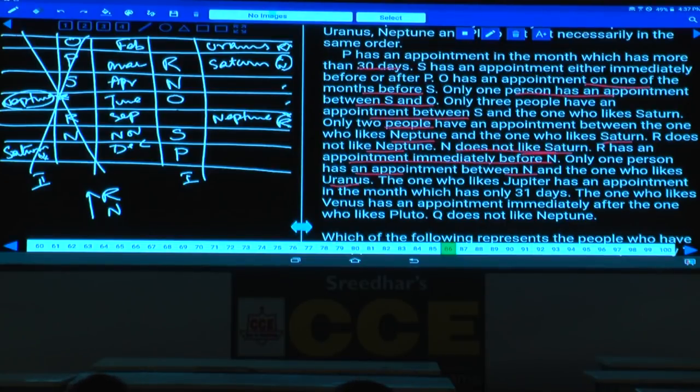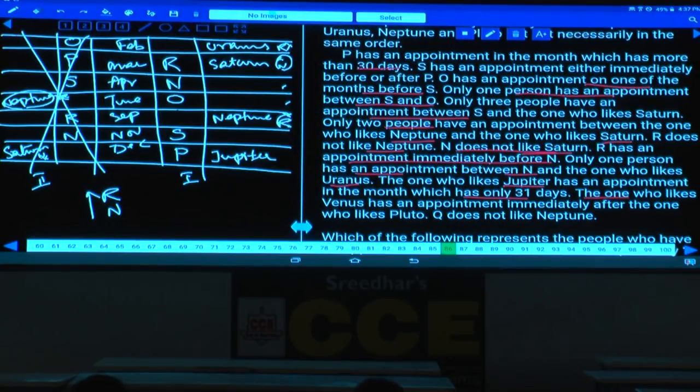And then according to this one, the one who likes Jupiter has an appointment in the month which has 31 days. Jupiter 31, either it could be March or December. March is Saturn, and this Jupiter must be in the month of December. Isn't it?